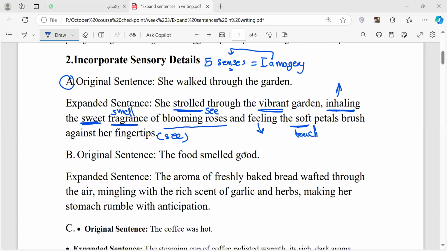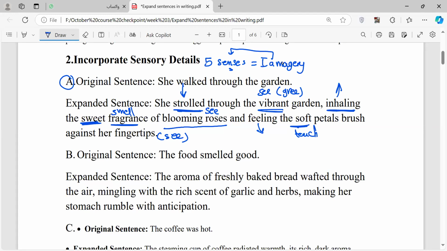Again, here, the sentence is expanded by using what? The 5 senses. Instead of saying she walked through the garden, we said she strolled. Strolled is stronger than the word walk, though it's the same meaning anyway. Through the vibrant garden. Vibrant is something you can see as well, because it's very green, lively, energetic, peaceful, and so on. Inhaling the sweet fragrance of blooming roses. He didn't say that you can see beautiful flowers in the garden. This is a very childish sentence.